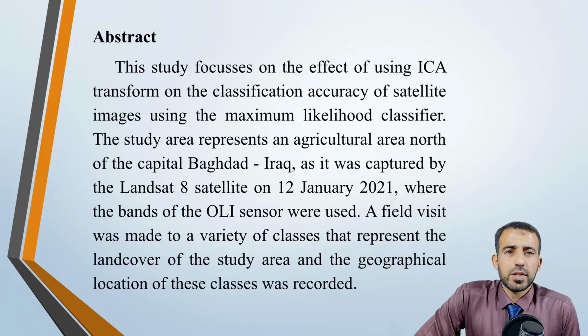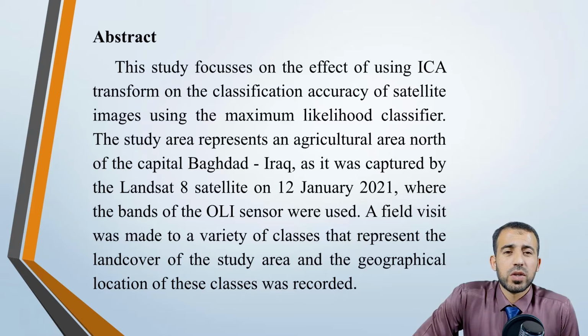Abstract. This study focuses on the effect of using ICA transform on the classification accuracy of satellite images using the maximum likelihood classifier. The study area represents an agricultural area north of the capital Baghdad, Iraq, as it was captured by the Landsat 8 satellite on 12 January 2021, where the bands of the OLI sensor were used.